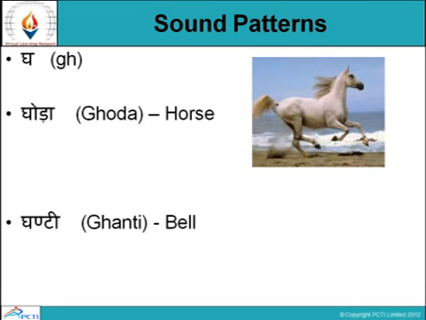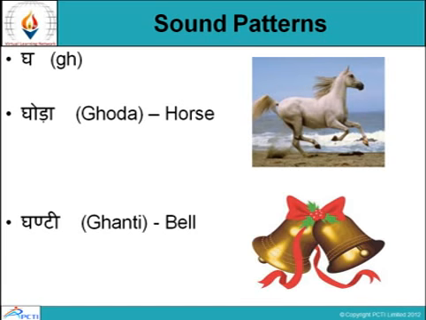Next word with gh. Ghoda. Ghoda is what? Horse. It's an animal which runs very fast, usually used by people in earlier times to transport, because vehicles were not there. So people used it as a vehicle to go from one place to another. It's called ghoda.